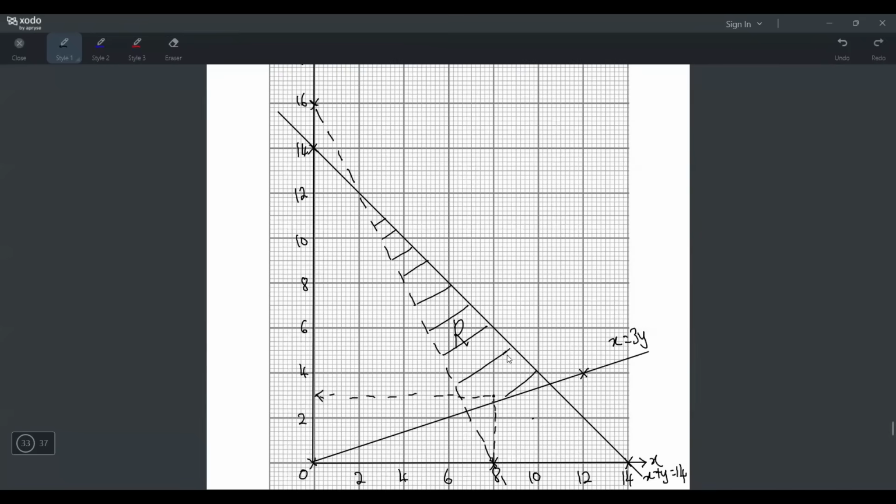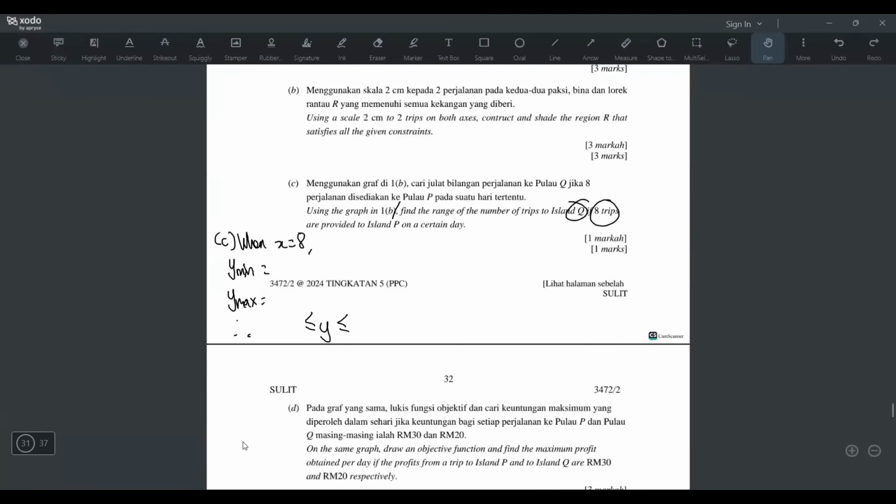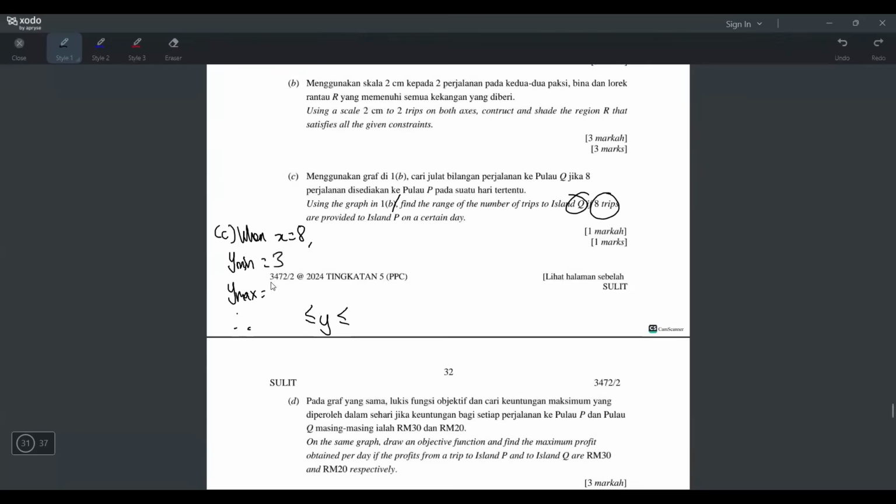Understand? And then for the maximum, you go until the last contact point with the shaded region. This has no problem. You can read 6, right? So this is your minimum 3, this is your maximum 6. Remember, if the answer is a decimal, you take the answer that is near to it, but make sure it's inside the shaded region. Because if it's outside, it does not satisfy, so you cannot take it. So minimum is 3, maximum is 6, and the range will be y in between 3 and 6. This is how you write the answer.